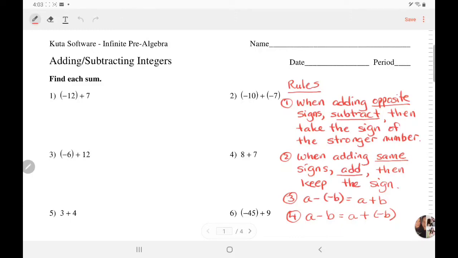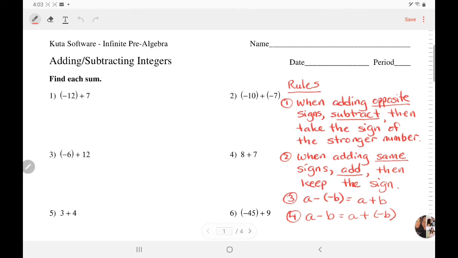Today we are going to do Kuta Software pre-algebra, adding and subtracting integers. I have written some rules here on this sheet of paper. So we are going to practice number 1 and I will tell you which rule we will use. In number 1 we are adding a negative number and a positive 7. So we use rule number 1.